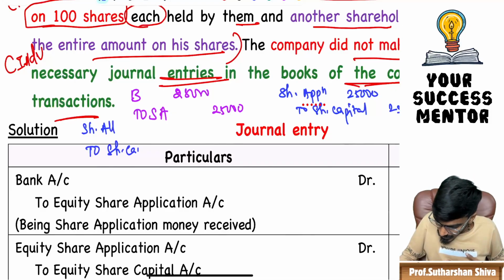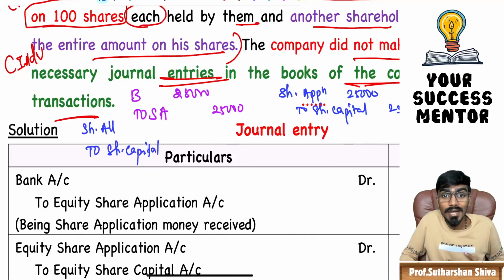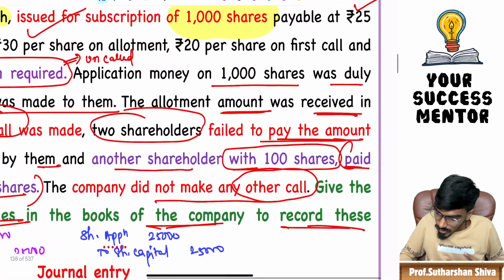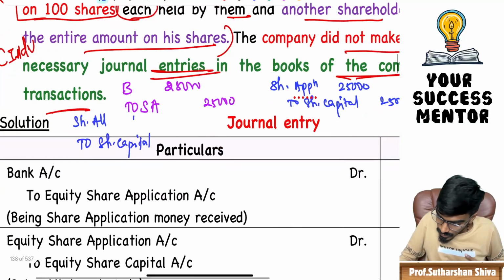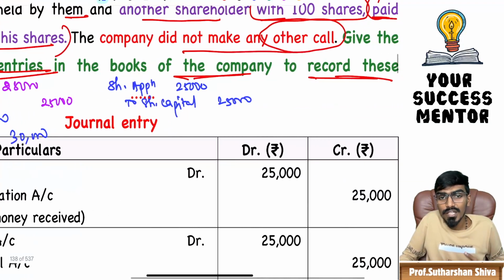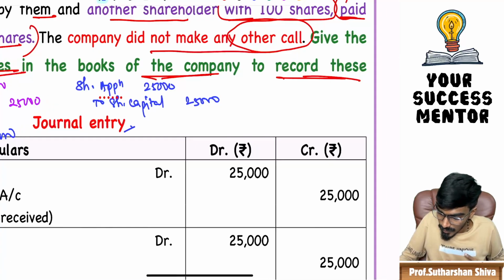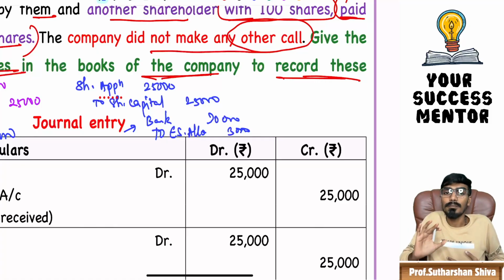Perfect, Arnishri. Share capital. On how many shares are we having? 1000 shares into 30. 1000 into 30 is going to be 30,000. Here also every shareholder is acting in good faith. Everybody is paying correctly. So we will be passing an entry: Bank to equity share allotment 30,000. I'll be happily paying that.